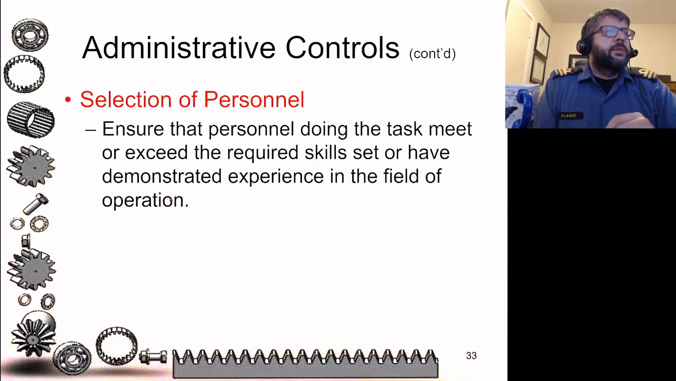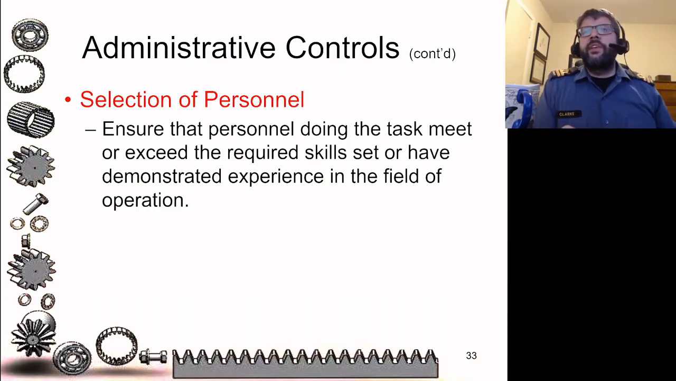selection of personnel comes into play here. You need to ensure that the people you're choosing to do jobs are adequately trained, so they've got the skill set and the experience to do that job properly and safely. They're not only ensuring that they're not going to get themselves injured, but they're also not going to injure others.